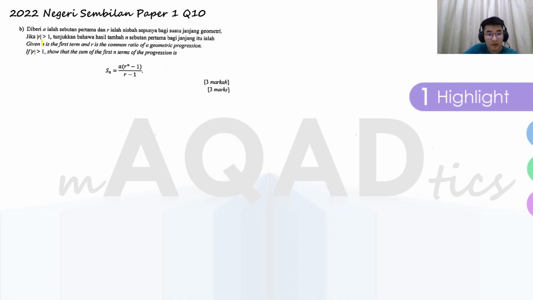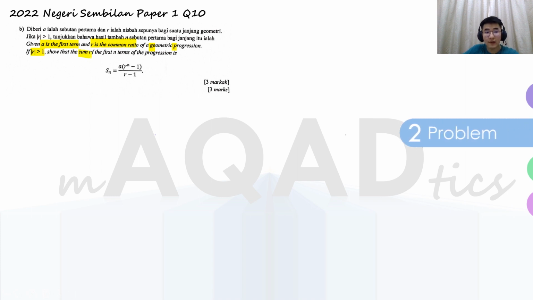So for part B, it is given A is the first term and R is the common ratio of this geometric progression. And if modulus R is more than 1, we need to show that the sum of the first n terms formula is this, which is what we learned. So this is actually a new thing in the SPM syllabus. We need to prove the formulas that we have learned before.